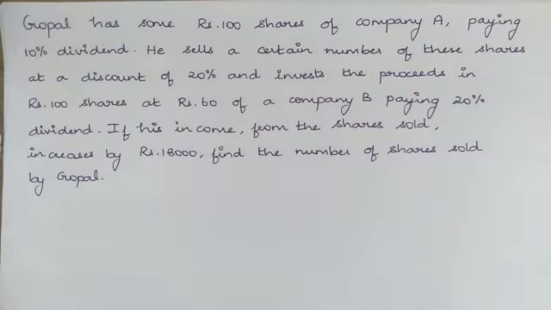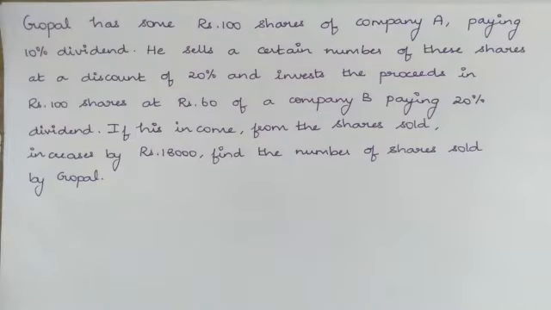Gopal has some rupees 100 shares of a company A, paying 10% dividend. He sells a certain number of these shares at a discount of 20% and invests the proceeds in rupees 100 shares at rupees 60 of a company B, paying 20% dividend. If his income from the shares sold increases by rupees 18,000, find the number of shares sold by Gopal. So this is the question.